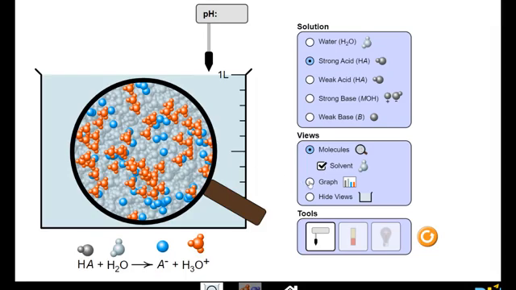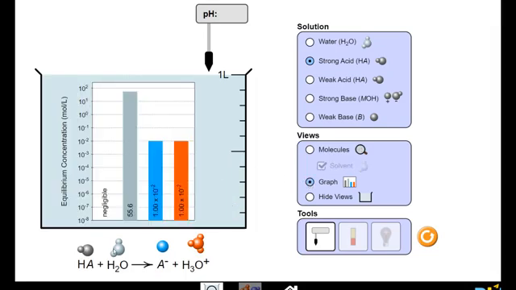And if I looked at the graph, we can see that water this time is being measured because it started off quite high, but as it reacts with the acid, because we know that this H from the acid is being donated to the water to create this hydronium, the water is getting smaller and smaller as it reacts with that original acid.